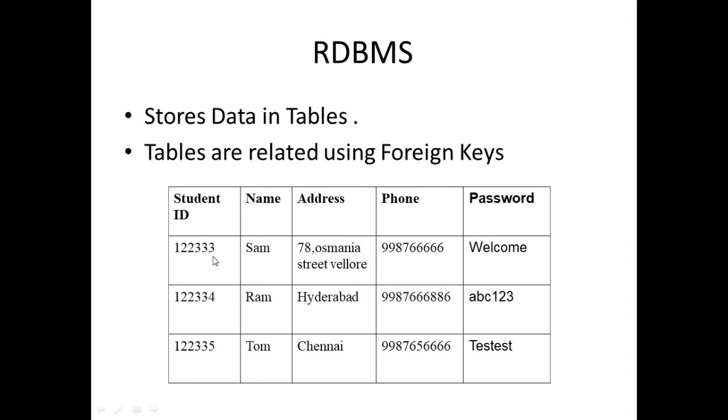These are the three different student records. Each record corresponds to a student. This is for student Sam, this is for student Ram, and this is for student Tom. And we put all the student objects inside the student table. So in a relational database management system, we store data inside tables. And we also relate tables using foreign keys.